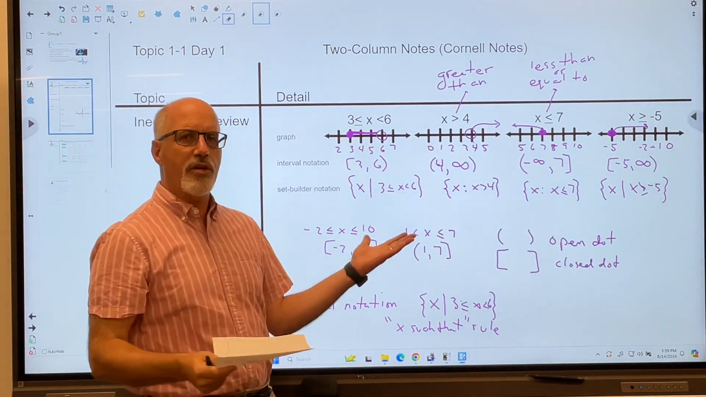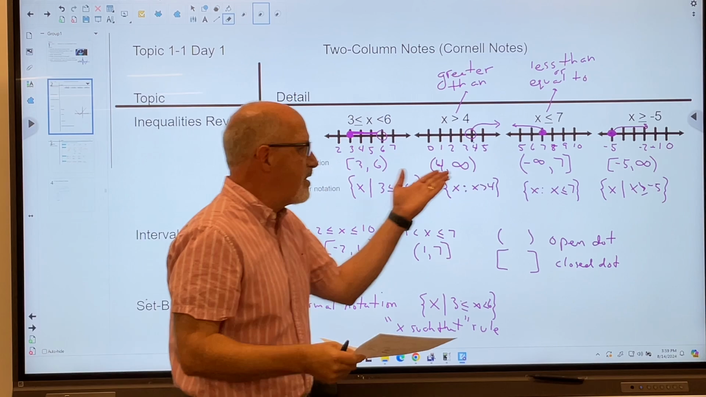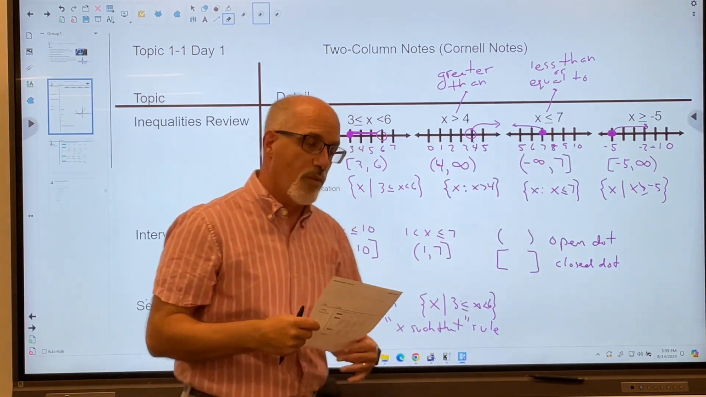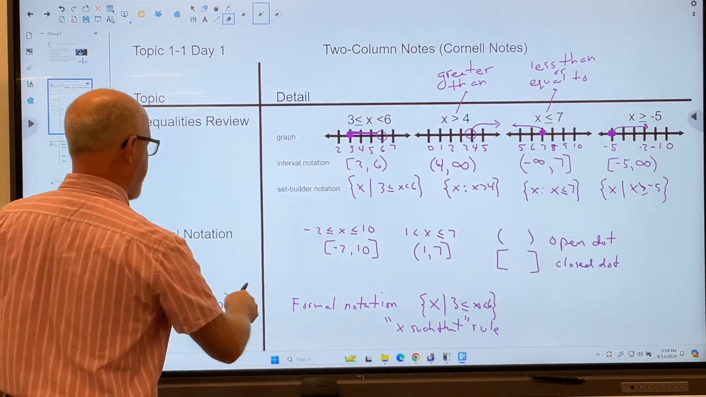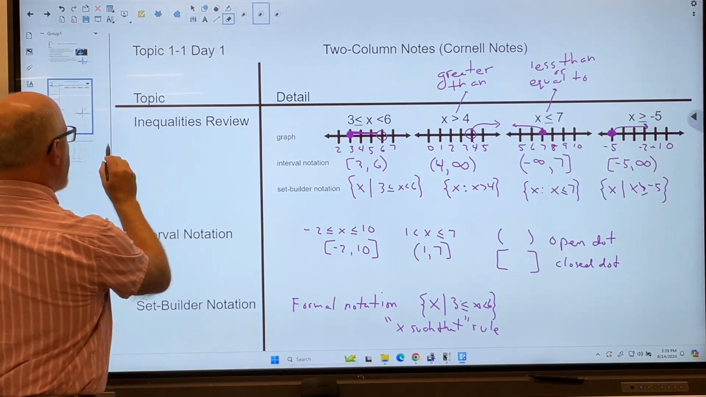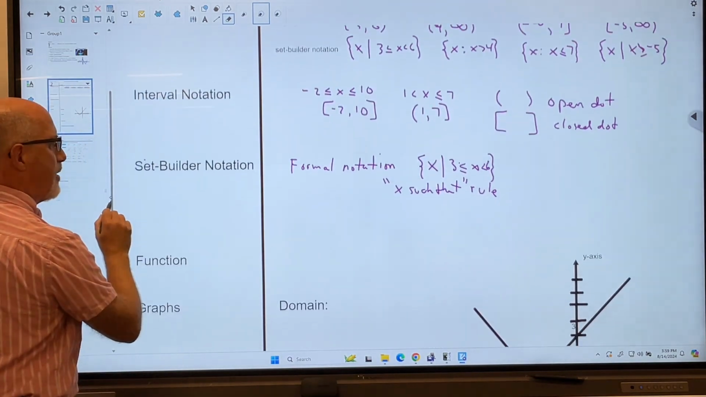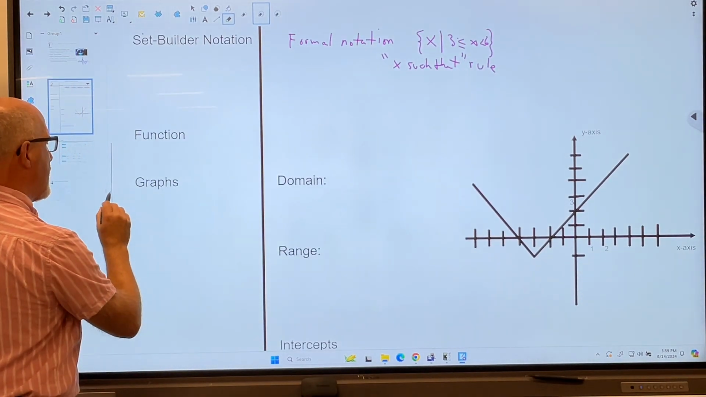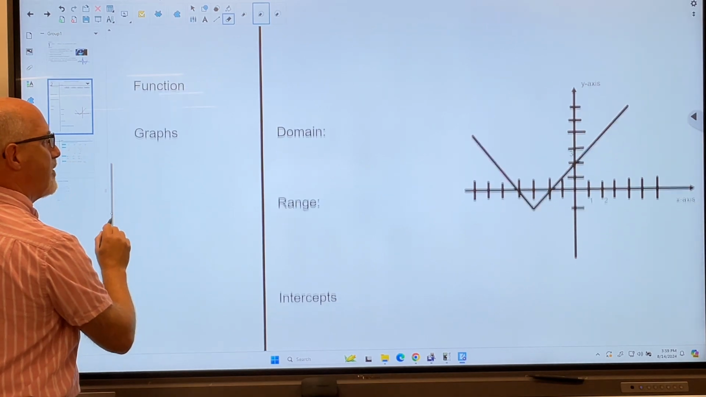So that's the formal notation. Notice it takes longer to write it. So that's why it's nice to have the interval notation. That's a shorthand way of doing the problem. All right, let's take a look now at further down here. Let's talk about functions and their graphs.